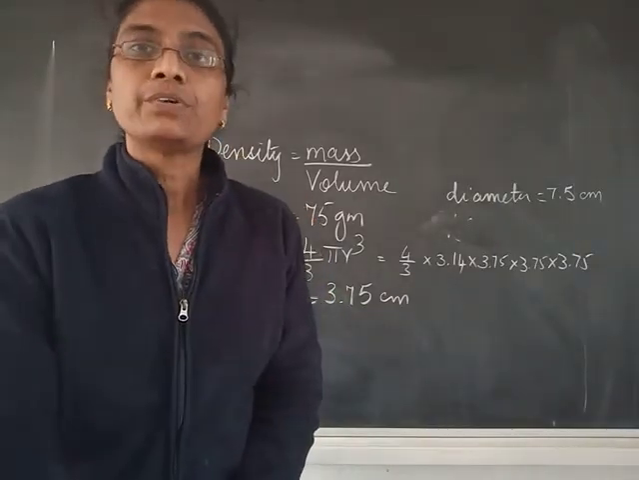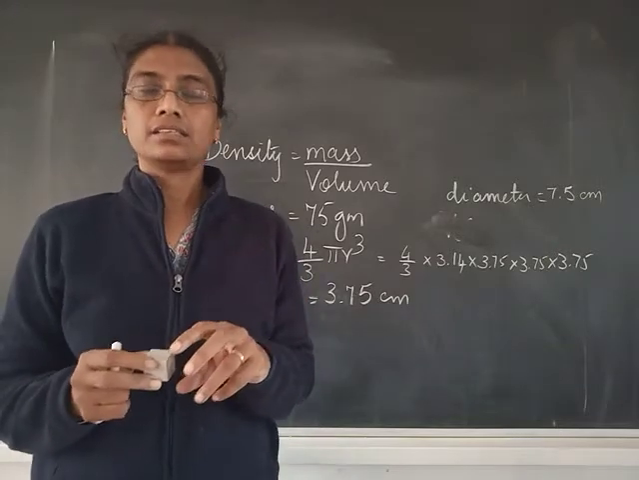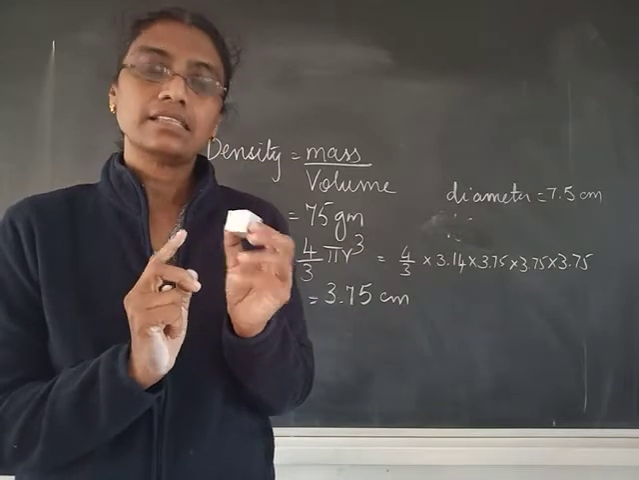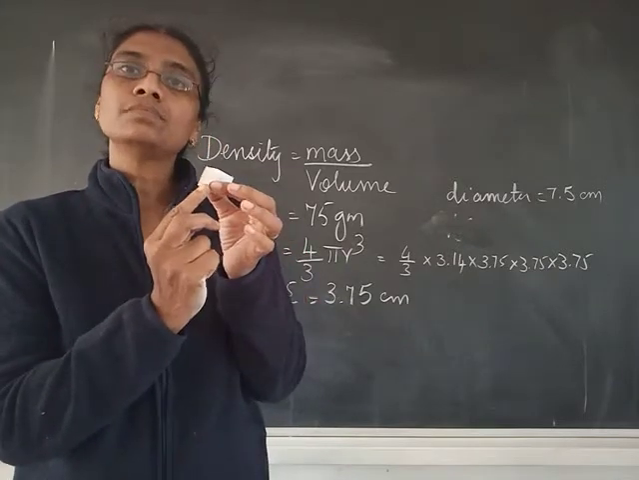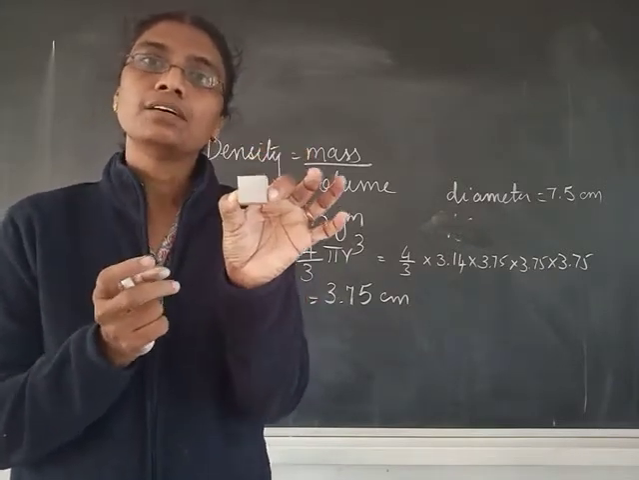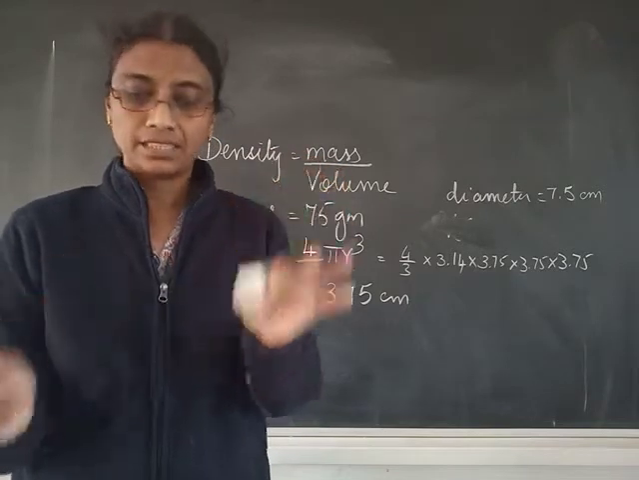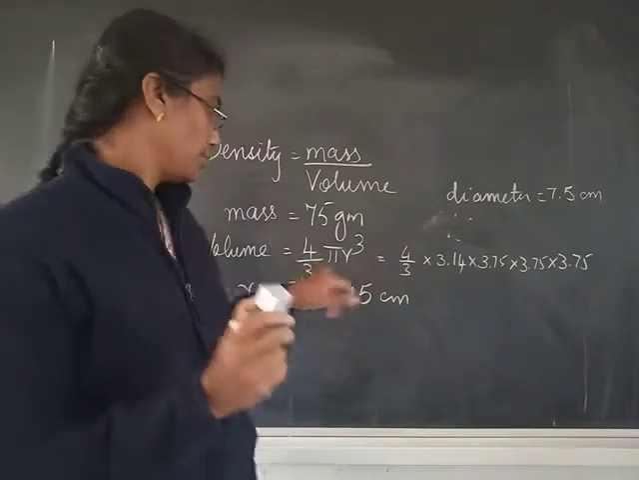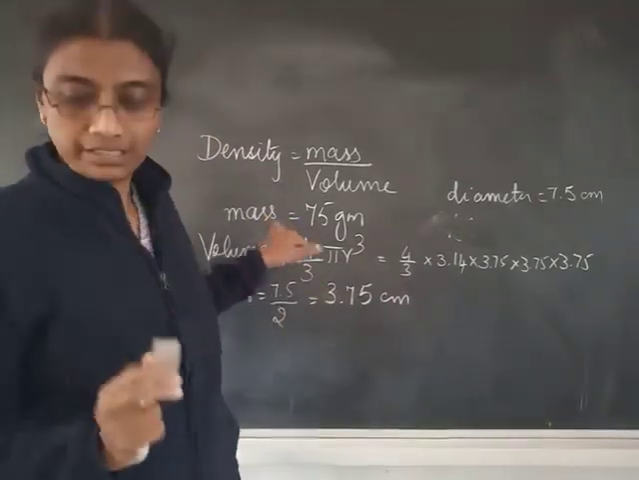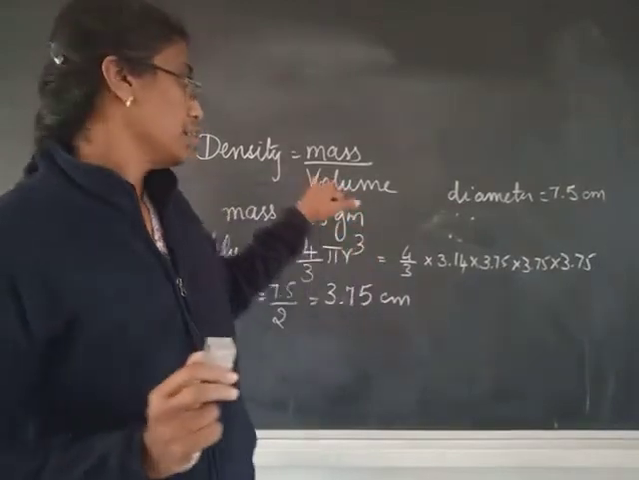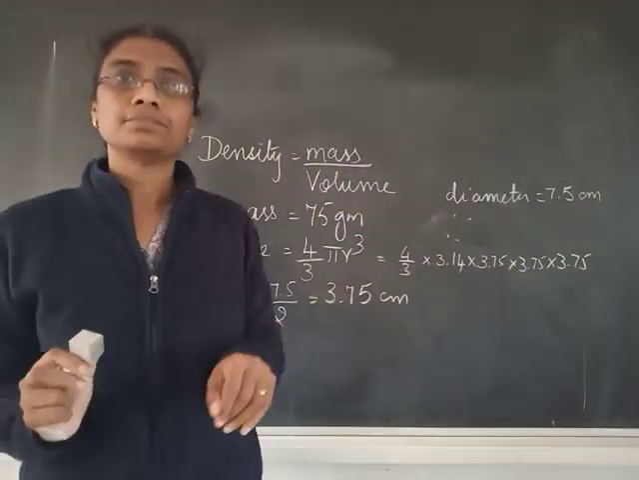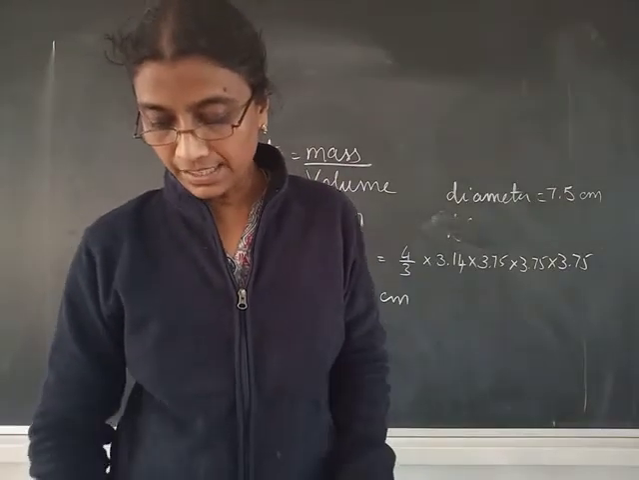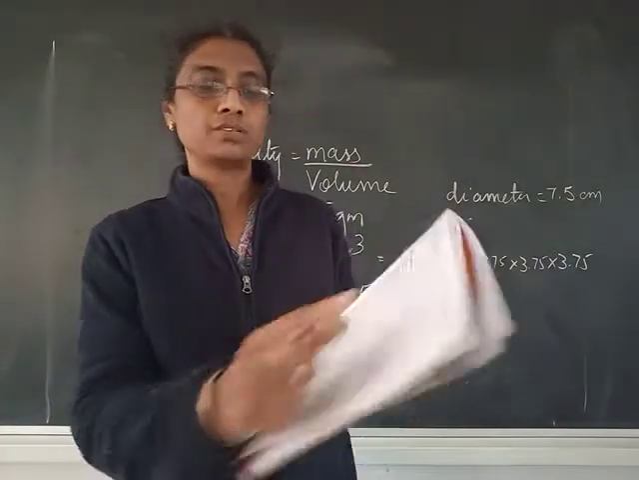So the point is, if it is a regular solid, then I can easily find its density. Because if it is a cube, volume will be side cubed. I know the formula, and knowing the formula I'll find the volume. Then mass I can find using the physical balance. Then I put it in this and get the density. Okay, so that is the first part, density of regular solids.